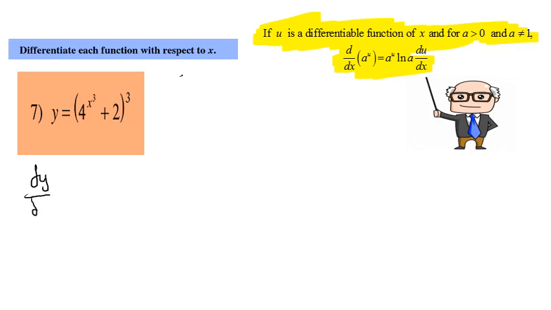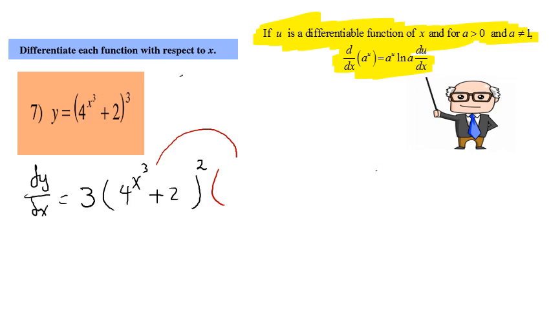So dy/dx is equal, I know that this is a power chain rule, so I'm going to put down the power, subtract 1 from the power, and keep the function. Then multiply by the derivative of what is inside the function, which is 4^(x^3) multiplied by ln 4, multiplied by the derivative of x^3, and the derivative of x^3 is 3x^2. So I can simplify it by multiplying 3 by 3x^2.